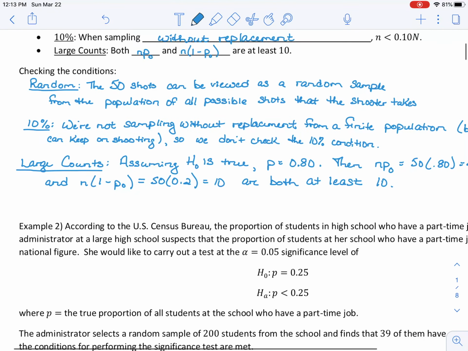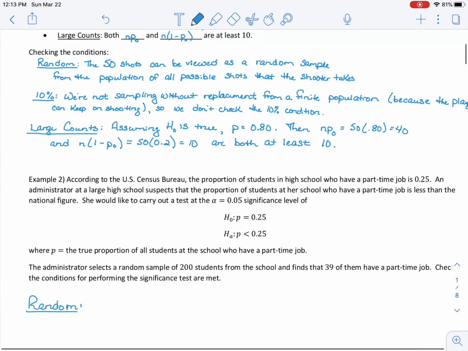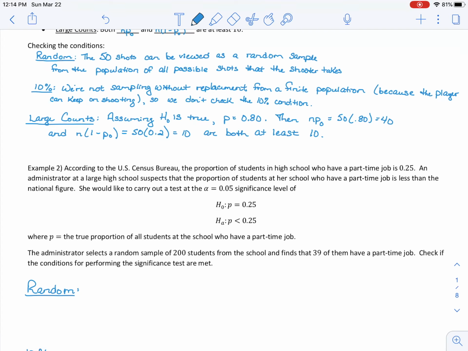So from that basketball player, I already wrote up that the random condition is met because the shots can be viewed as a random sample from the population of all possible shots. However, this one's not sampling without replacement from the population, so there's not like a set of already made shots that we pulled some out of. He could just keep shooting. So we don't need to check the 10% condition is what I'm saying.